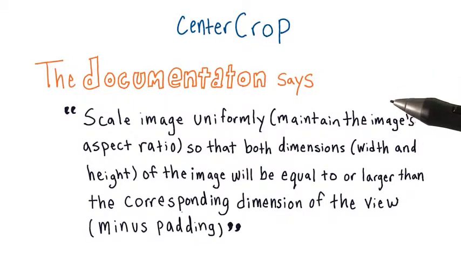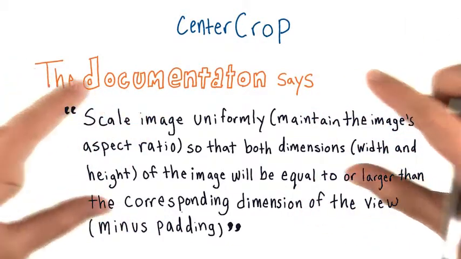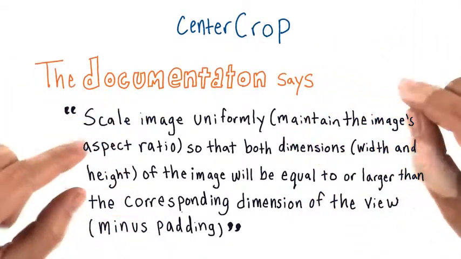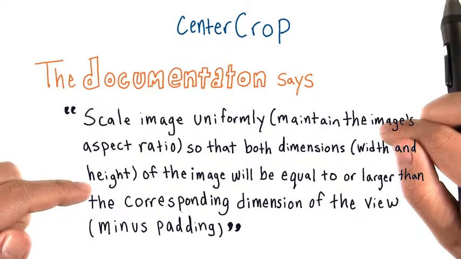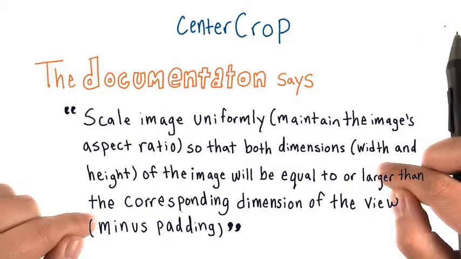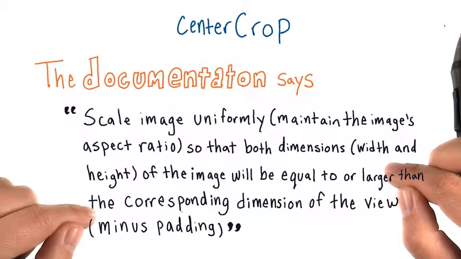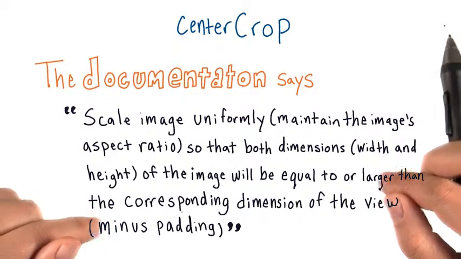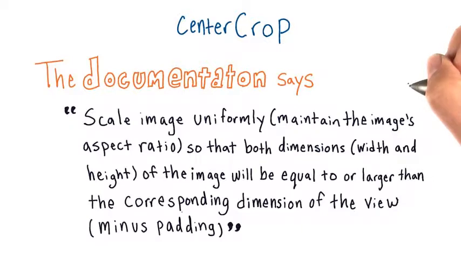Okay, so one thing that I can say about scaling uniformly, if you've ever tried to scale an image, scaling uniformly means that it keeps the image from getting stretched out either horizontally or vertically. So it does that scale, and then it makes the image large enough so that both the width and height are going to be equal to or larger than the corresponding dimensions of the image view itself. Let's look at a picture.